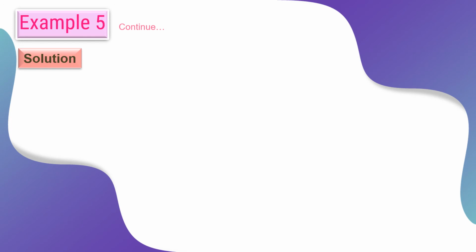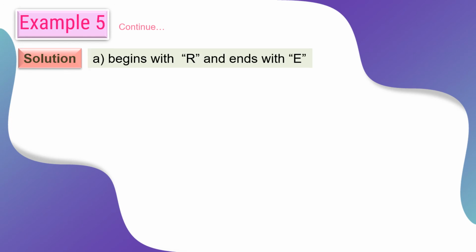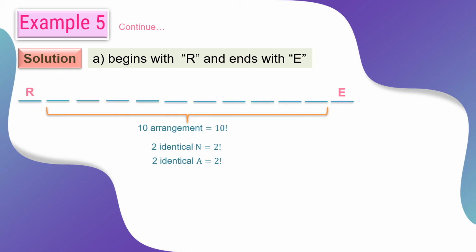Okay, solution. For example 5, A, begin with R and ends with E. Okay, as we know, the word ARRANGEMENTS has 12 letters. So for begin with R and end with E, we specifically put R in the first place and E in the last place. This is specific, you must put. And then between them, how many? We have 10 arrangements. 10 arrangements is equal to 10 factorial.